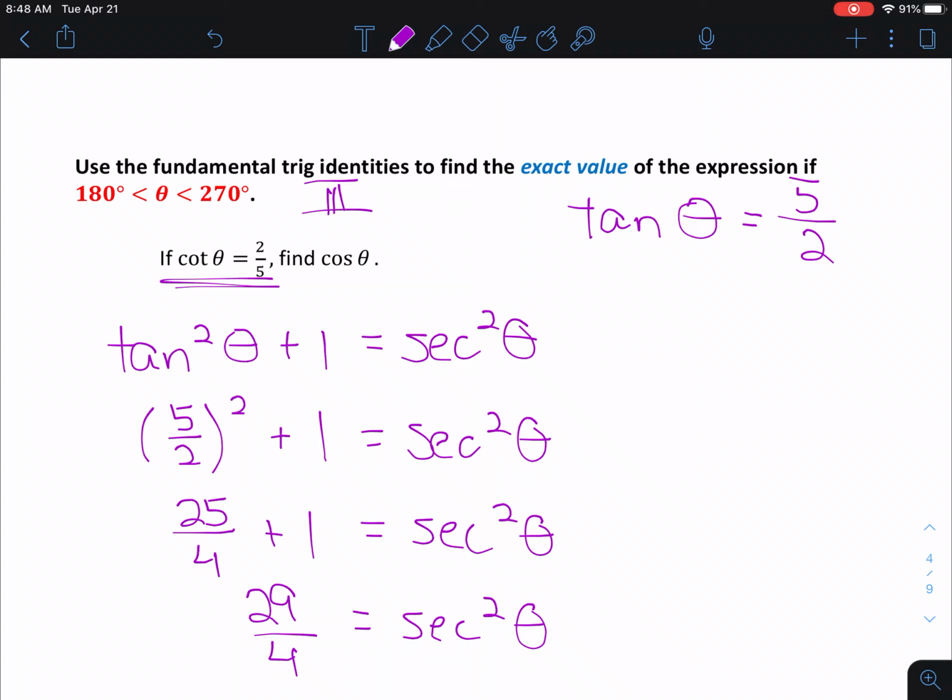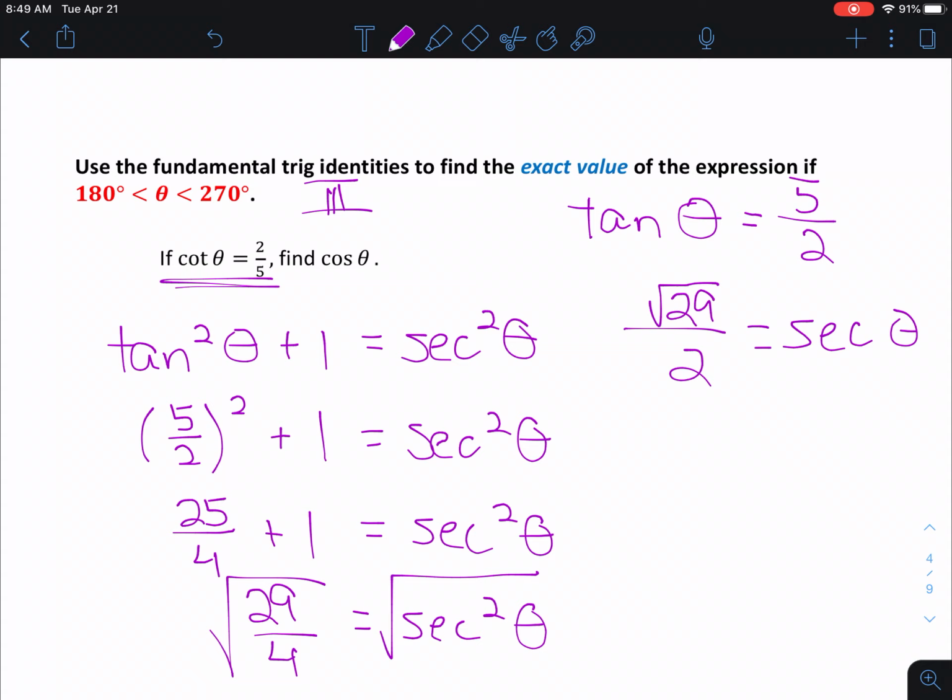Okay, so now what we want to do is take the square root. So I'm going to write that over here. Secant theta is equal to the square root of the top, which is square root of 29, and the square root of the bottom would be 2. All right, so now I know what secant is, but notice they're asking for cosine. Well, the whole reason we went down this road is because secant and cosine are reciprocals of each other. So cosine theta is just the reciprocal of this.